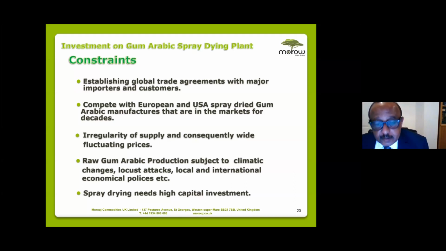Spray drying needs a high capital cost investment. Fabricating spray dryers in Europe costs around maybe $6 to $8 million. But if it's sourced from China and India, the cost will be much cheaper than that.